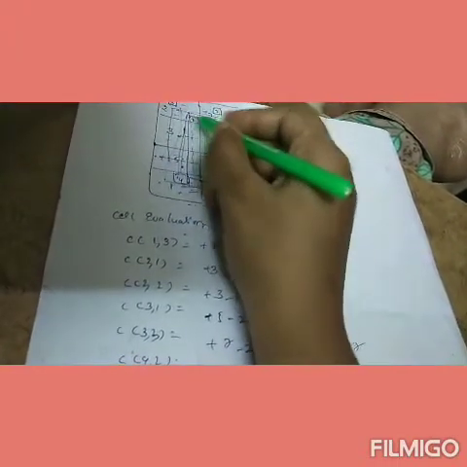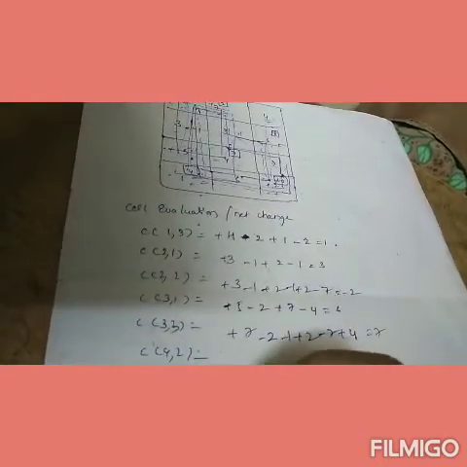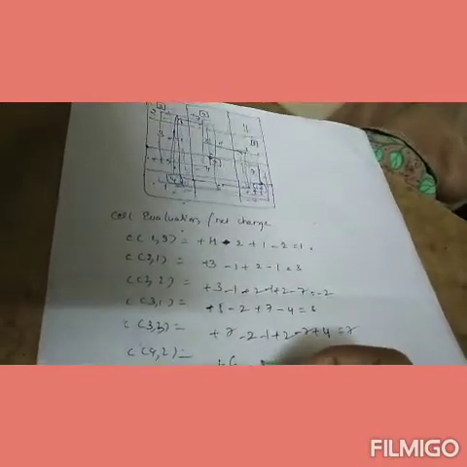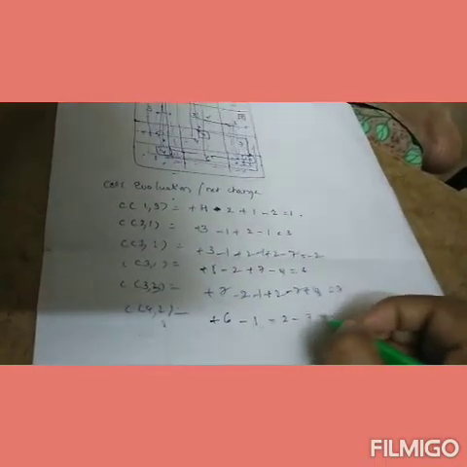This loop is formed like that. Okay, finally I got plus 6, minus 1, plus 2, minus 7 is equal to 0. I will mention the given material. You will observe very clearly.